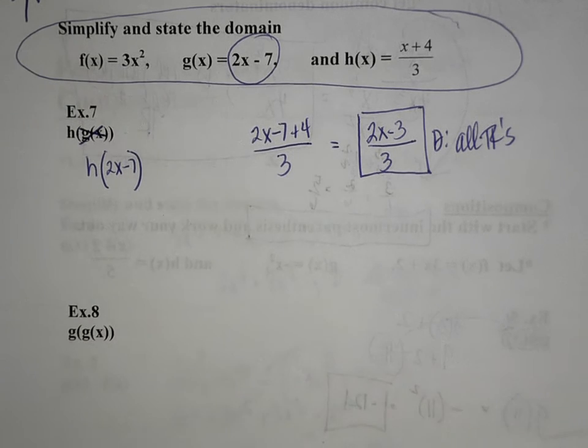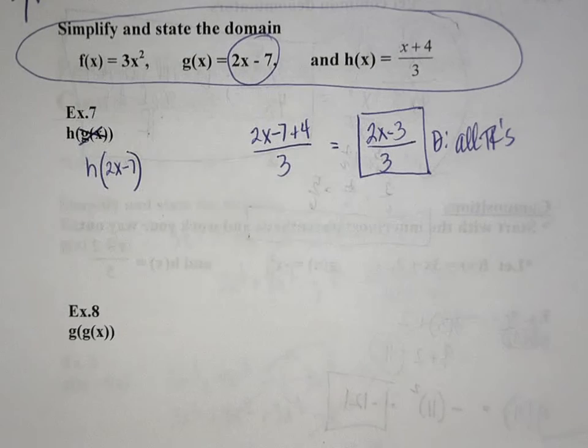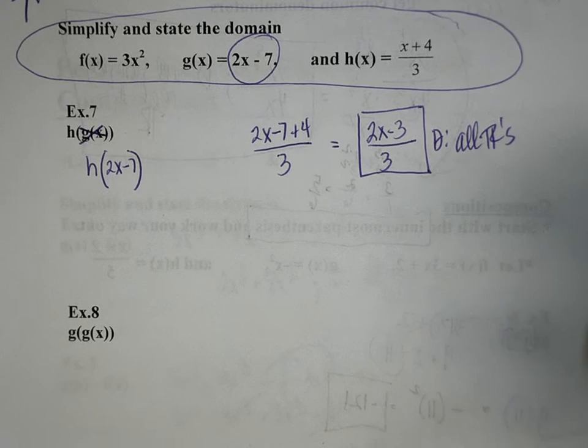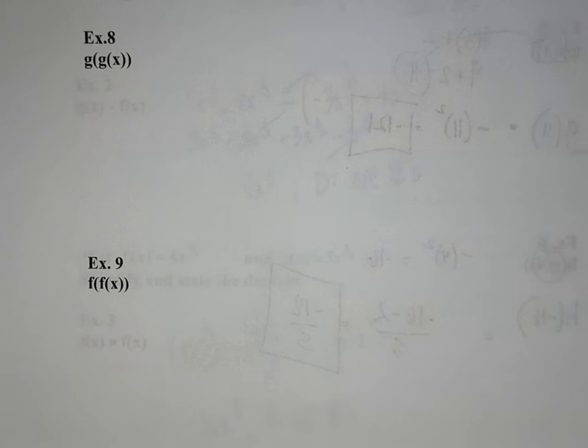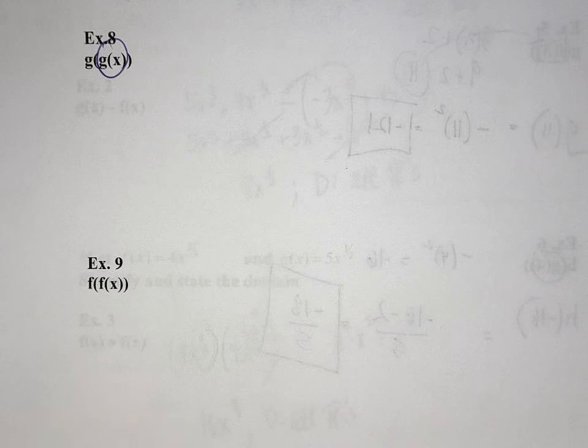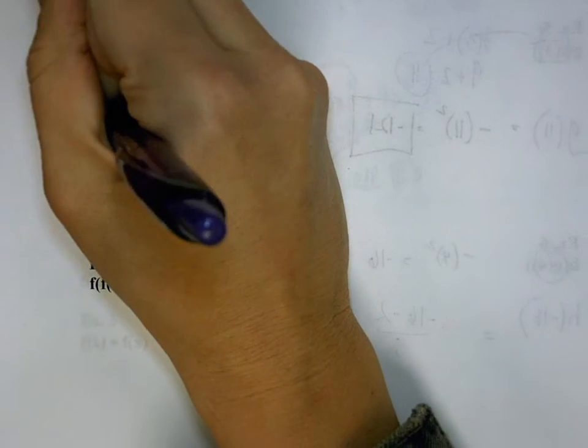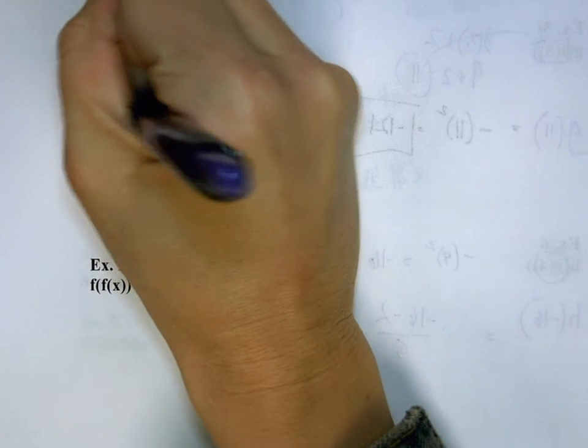Okay, example 8. I'm going to be pulling a popsicle stick. I want somebody to tell me what is my first step on example 8. So again, I'm going to pull a popsicle stick, and who can tell me the first step on example 8? Ureli. What is your first step on example 8? Good. g of x makes 2x minus 7. So my new problem is going to be g of 2x minus 7.